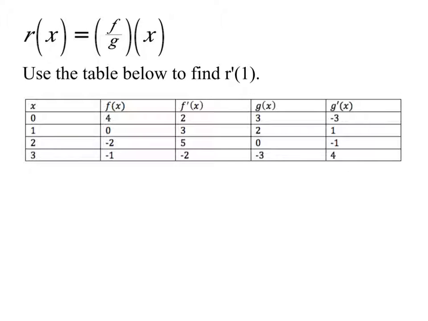Before, we actually saw a problem kind of like this one. In fact, it was the same table, but it was a situation where we were told that r of x equaled f times g of x. In this case, we're told that r of x is f over g of x.